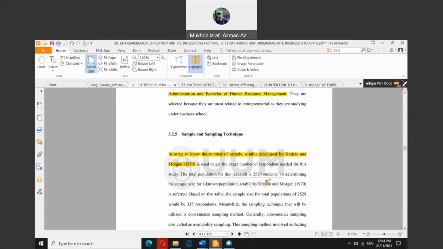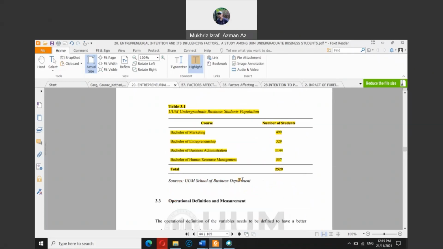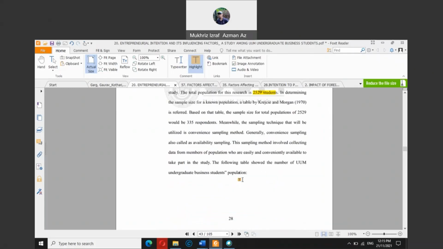If you are looking at SAB students, you need to get the actual number of SAB students. Here, 2529 are students that belong to SBM when the student actually did this particular study. So this number must be the actual number. And then you use the table by Krejcie and Morgan. It's just a simple table. You look at where the number falls closest to the table, and you determine the minimum sample size that must be obtained.